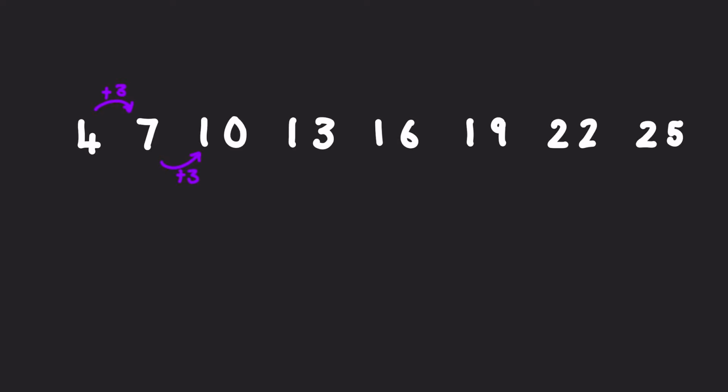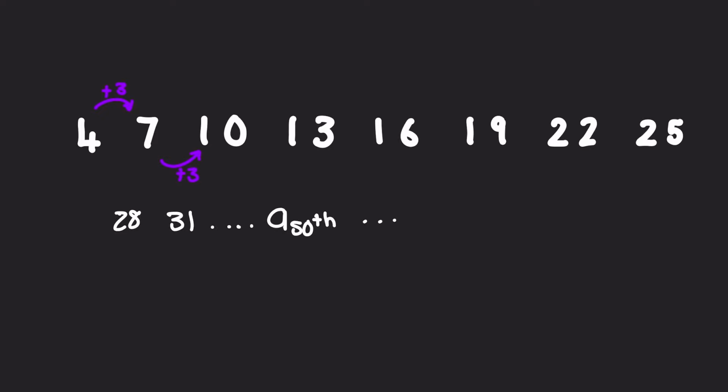Now, after 25, what would be the term? It would be 28. And then after that, it would be 31, right? And then we could keep going up until our 50th term, up until our 100th term, right? Up until the last term wherever, right? Up until infinity, all right? There is no end to the sequence.